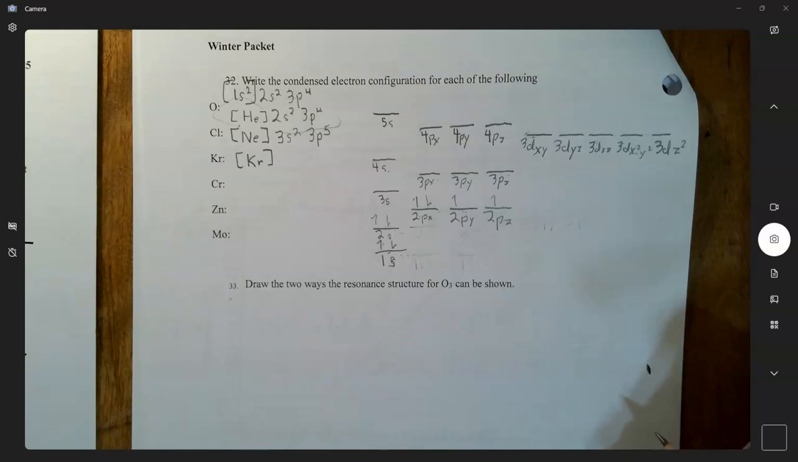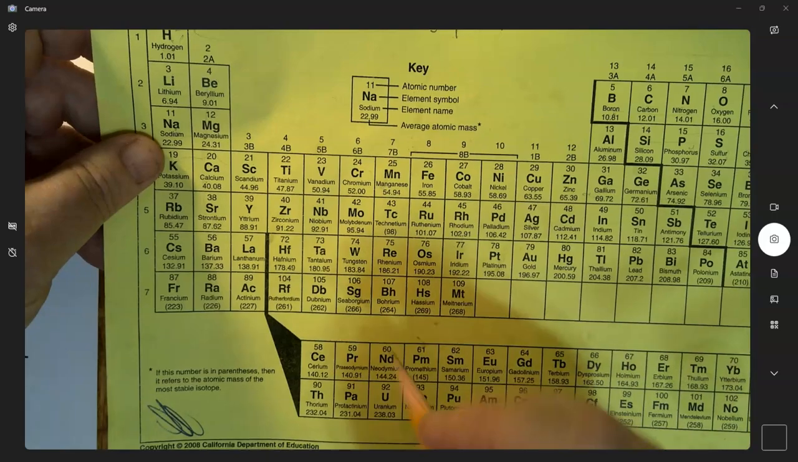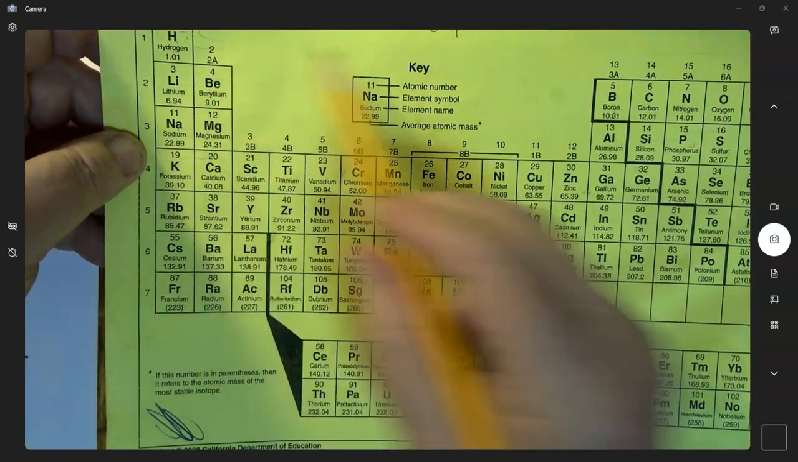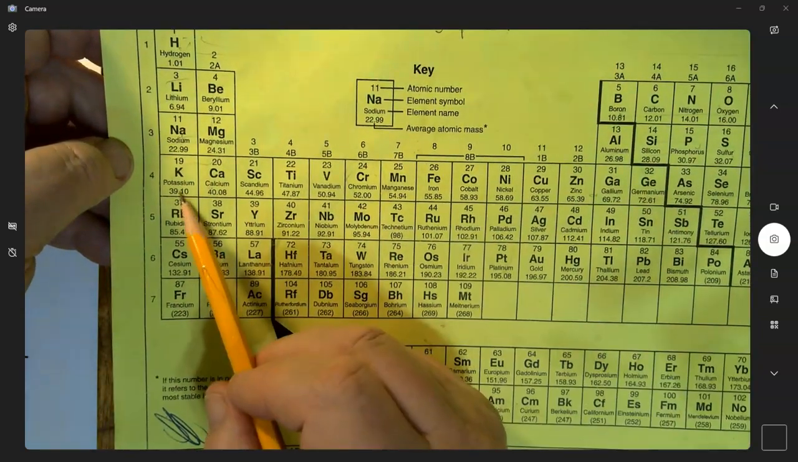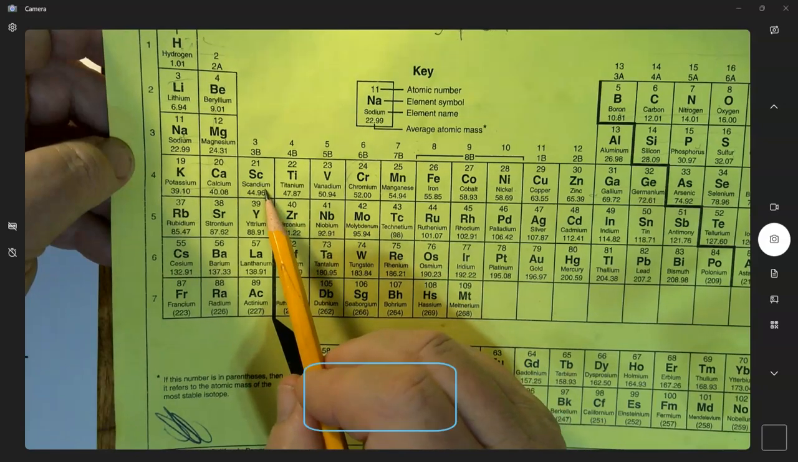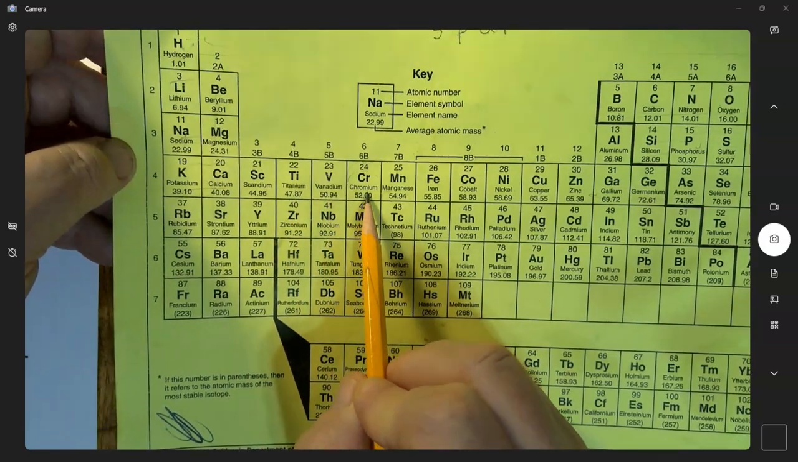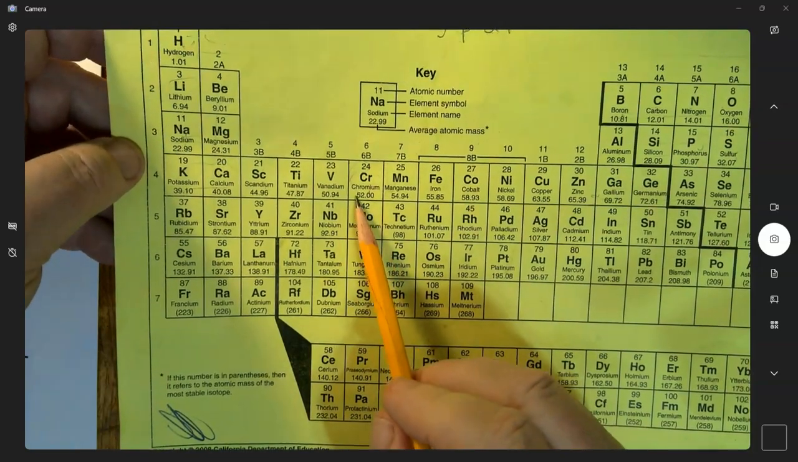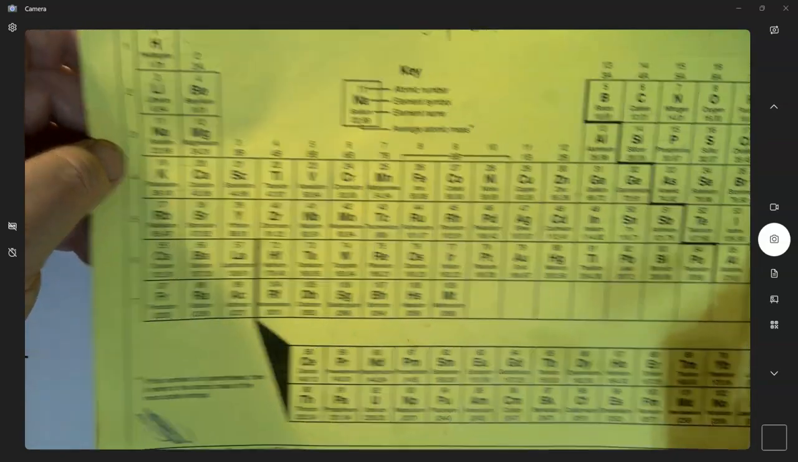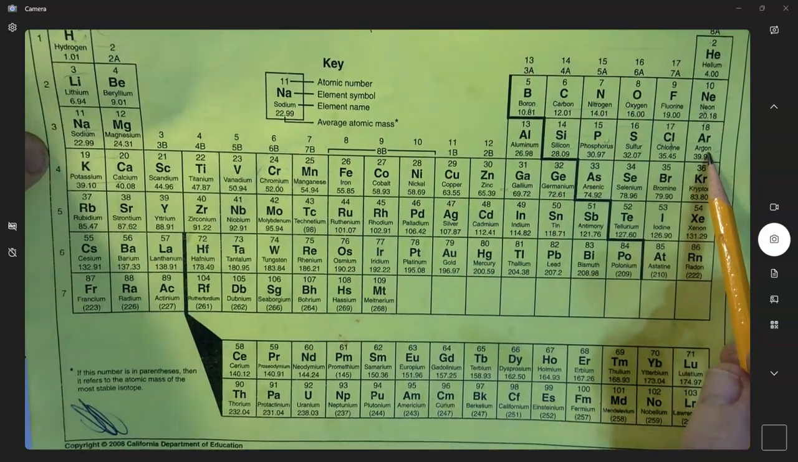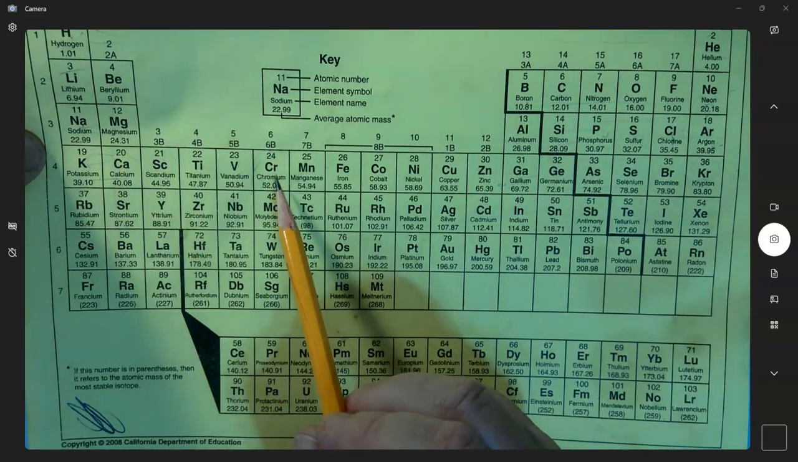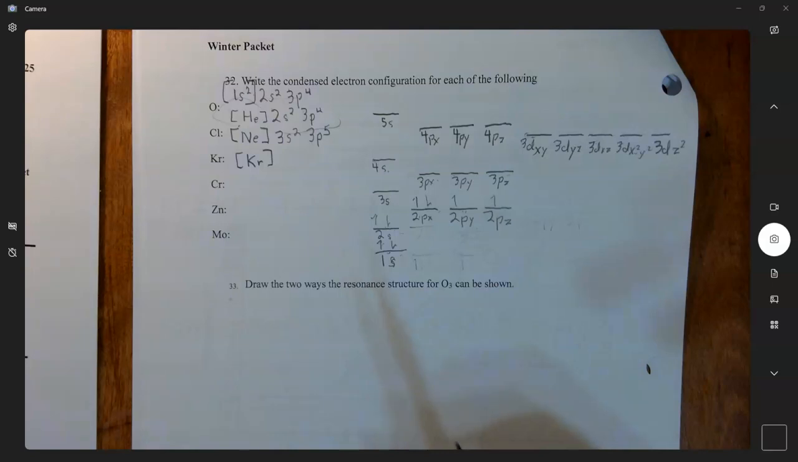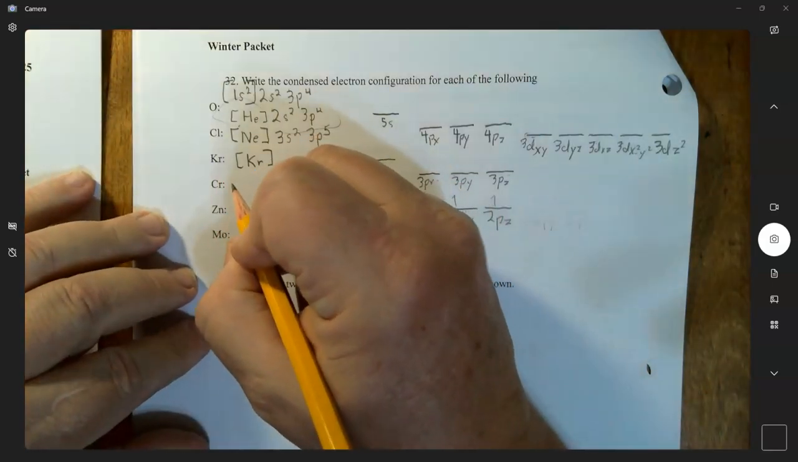All right, chromium. Let's look at that. Chromium is right here. So it's going to be 1s2, 2s2, 2p6, 3s2, 3p6, 4s2, and then 3d 1, 2, 3, 4. The condensed is, you're going to start with the noble gas in the row before. That is right there, argon. So it's going to be Ar, 4s2, and then 3d4. But remember, there's a trick to some of these, and this is one of them. So we're going to start with argon.